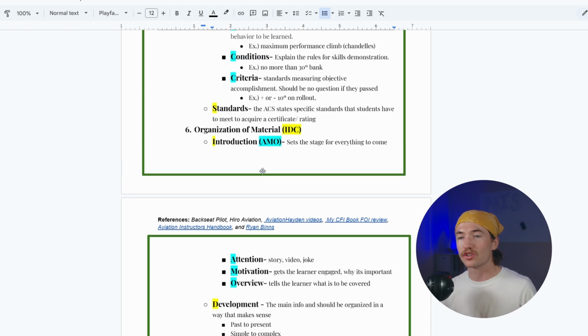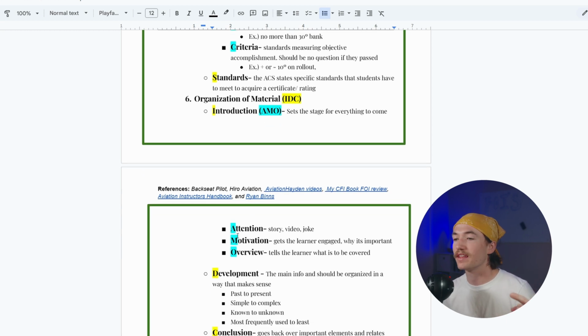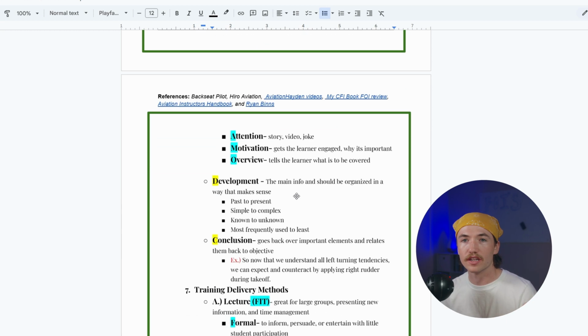So when you're doing an introduction, I always like to go over the AMO, the attention, and whether that's a story, a video, or a joke. And what I've noticed is that if you're trying to grab the attention of somebody, don't do a regurgitated story or something from somebody else. Make it personable, because those are the ones that I've noticed are actually attention grabbing for people. And then we have M for motivation. This gets the learner engaged and why it's important. And then the O is overview, tells the learner what is to be covered.